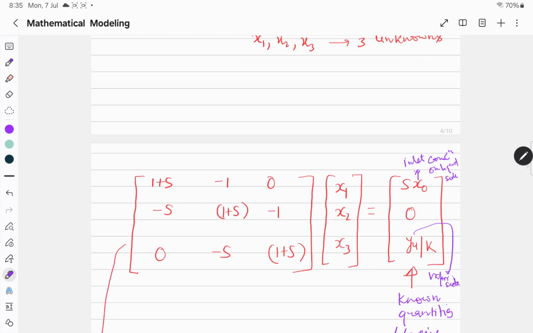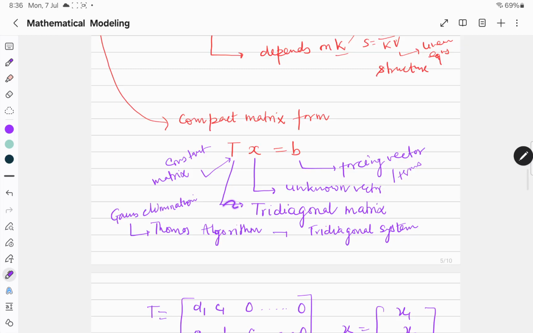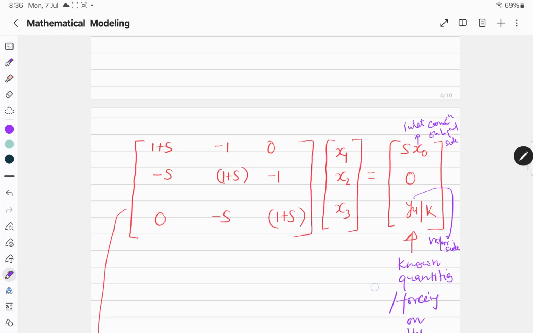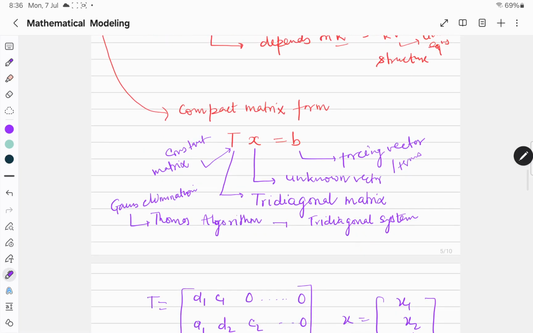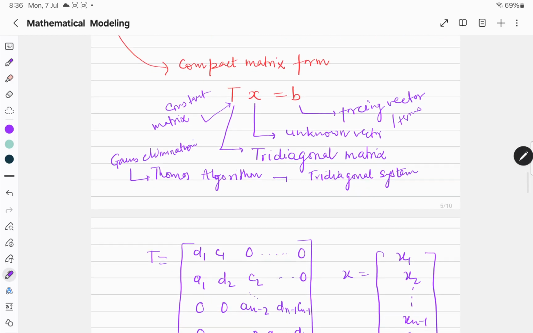Now in compact matrix form, we can write this as T, this as x, and this as the b vector. So Tx is equal to b. This T is a tri-diagonal matrix, a special form of matrix. You can use Gauss elimination, but for a tri-diagonal matrix, this reduces Gauss elimination to the Thomas algorithm. It is used for tri-diagonal and pentadiagonal systems. You can use that specialty for special matrices, and this will reduce the effort. So x is the vector of unknowns and b is the forcing vector, meaning the known inputs. So Tx is equal to b.